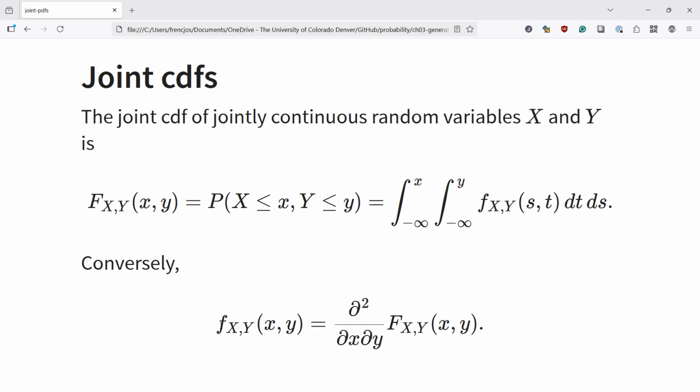Conversely, once we have our joint CDF, we can obtain the joint PDF of jointly continuous random variables by taking the partial derivatives of the CDF with respect to x and with respect to y, respectively.